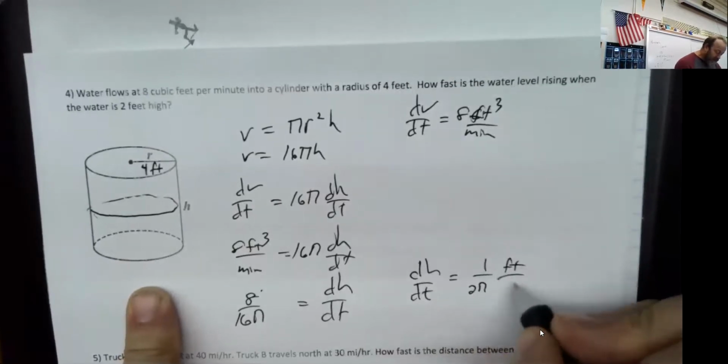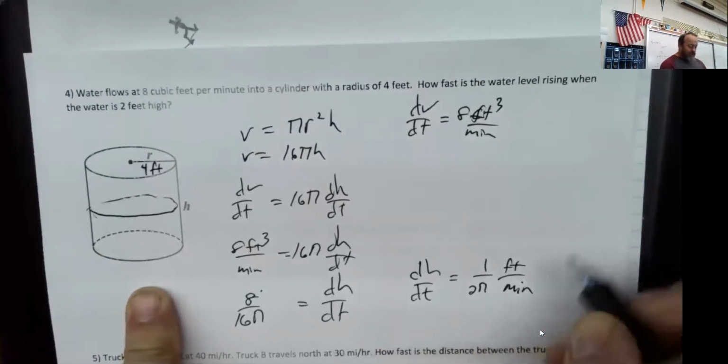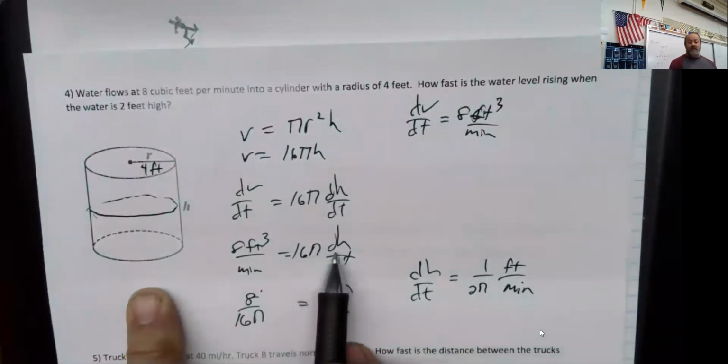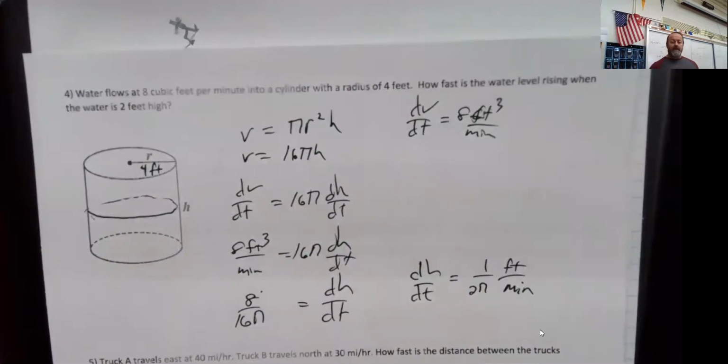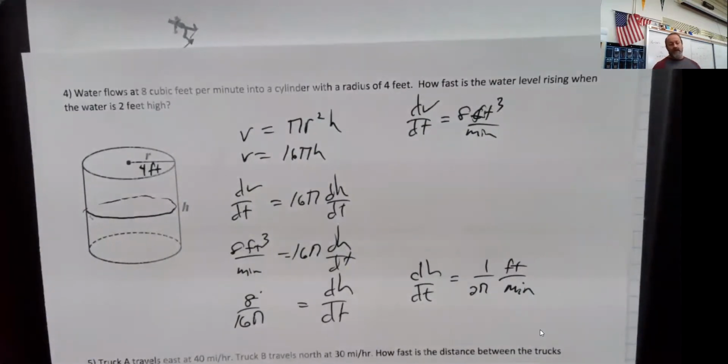And the kind of cool thing is this was 16 pi times dh dt. It actually doesn't matter what height it was or anything about the radius. It is just always going to be that number of feet per minute because it's going to grow steadily as it works its way up the sides of the chamber.